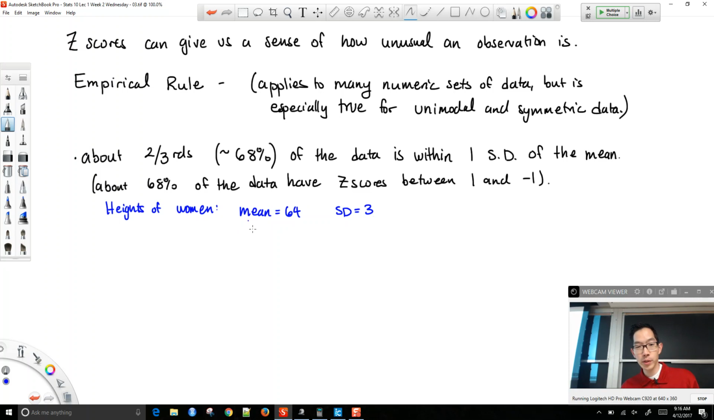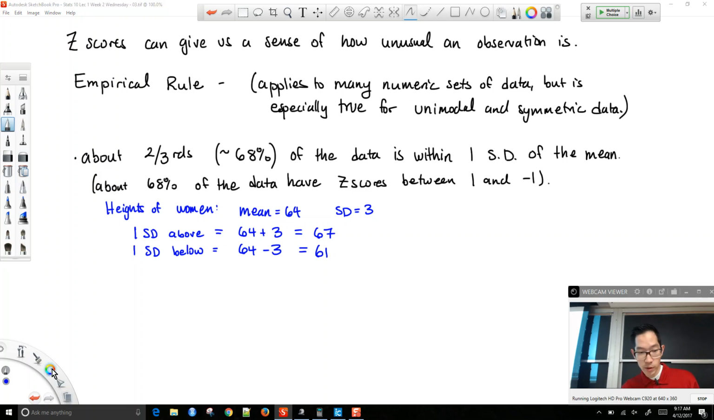We would go 64 plus 1 standard deviation. So 1 standard deviation above is equal to 64 plus 1 times 3. So 64 plus 3, this gives me 67. And 1 standard deviation below would be 64 minus 3. And this gives me 61.